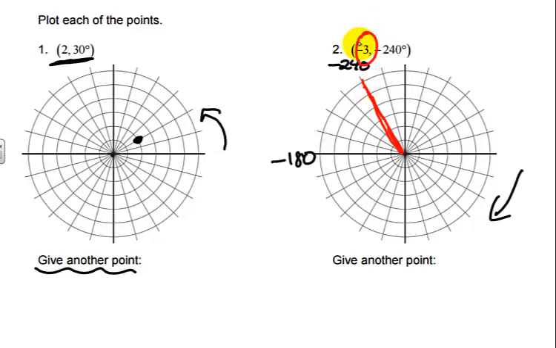Then I have a negative 3. Now, this is where you have to be very aware. We can never have a radius that's equal to a negative number. So really, this negative is actually talking about a direction. So rather than count 3 circles along that terminal side, we're going to count 3 circles along the alternate side. And when I say alternate side, imagine that we reflected this terminal side.